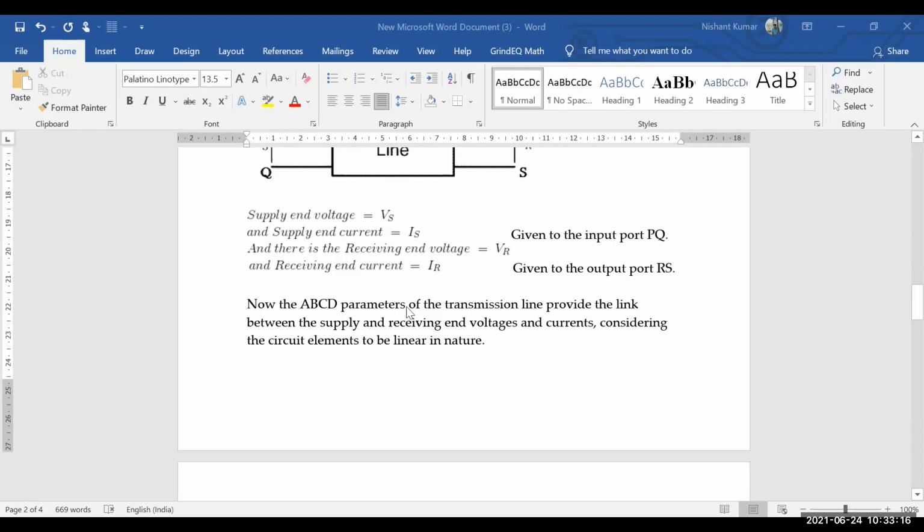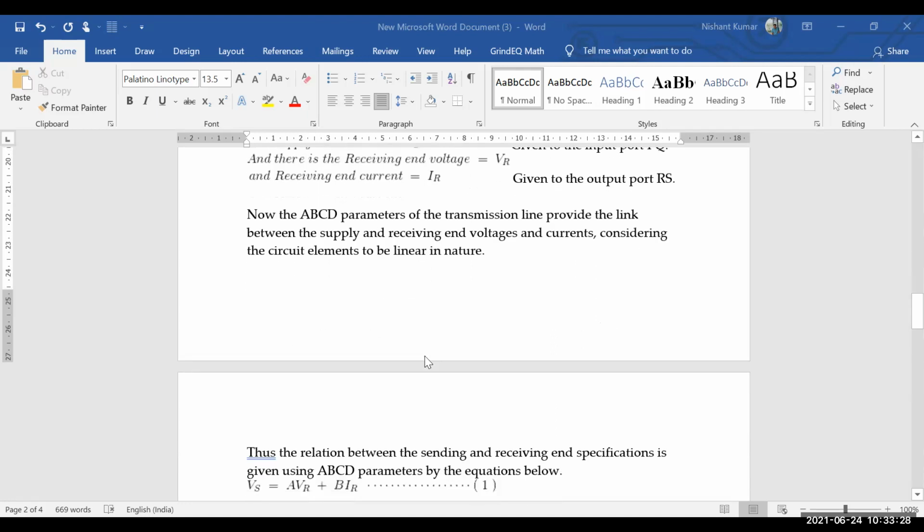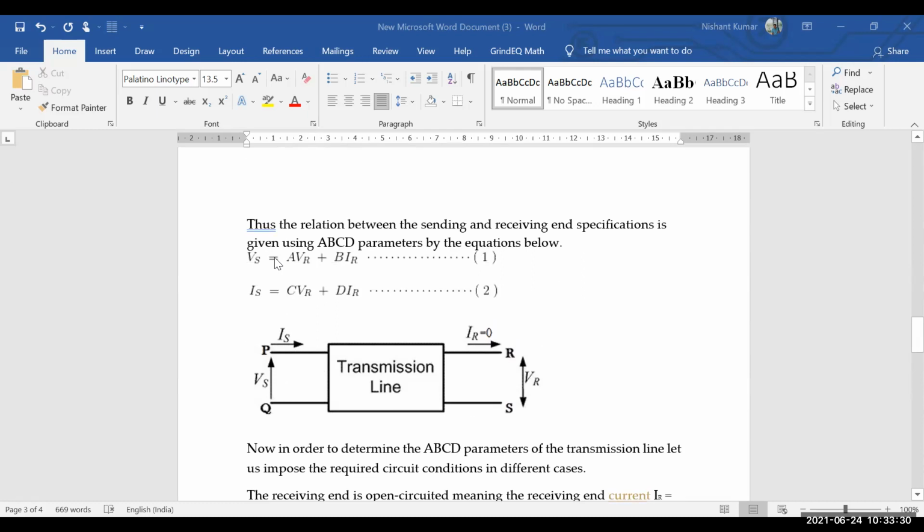Now the ABCD parameters of the transmission line provide the link between the supply and receiving end voltages and currents, considering the circuit elements to be linear in nature. Thus, the relation between the sending end and receiving end voltage and current is used, because using these two formulas only and following certain norms, you can find the parameter values, that is A, B, C, D.